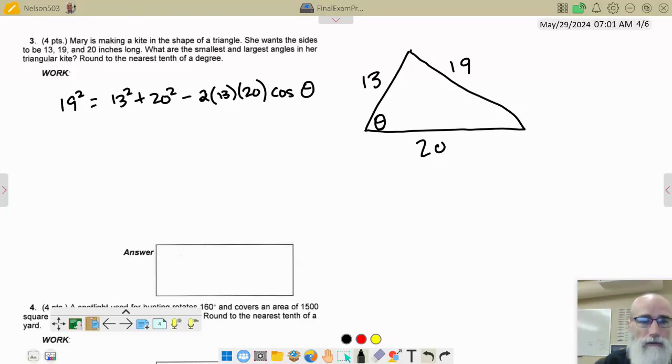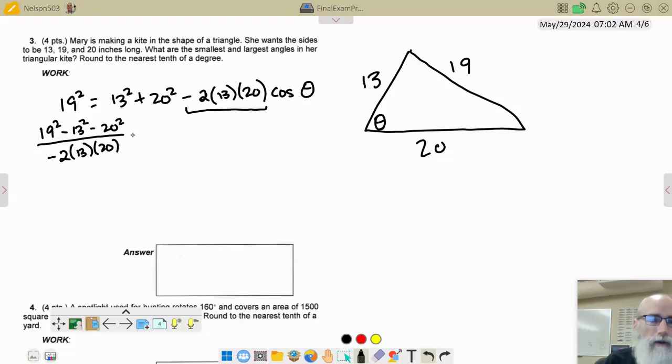Okay, so I've got it all set up for you. And now to get theta by itself, we've got to subtract the 13 squared and the 20 squared first from 19 squared. So I'm going to go 19 squared minus 13 squared minus 20 squared. And then you can divide by the factor in front of the cosine of theta. So I'm going to divide by negative 2 times 13 times 20. And that's all going to equal the cosine of theta.